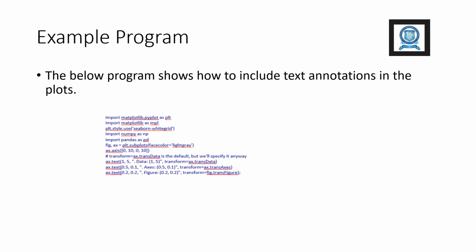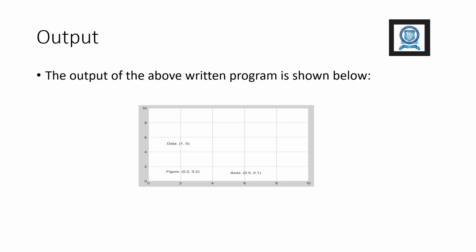Here is an example program that shows how to include text annotation in the plots. Here plt.style.use of seaborn-whitegrid is used, and then plt.subplots has been called. And to transform data, we have used ax.transData, ax.transAxes, fig.transFigure. The output is shown in the next slide. This figure shows the output for the previous program.